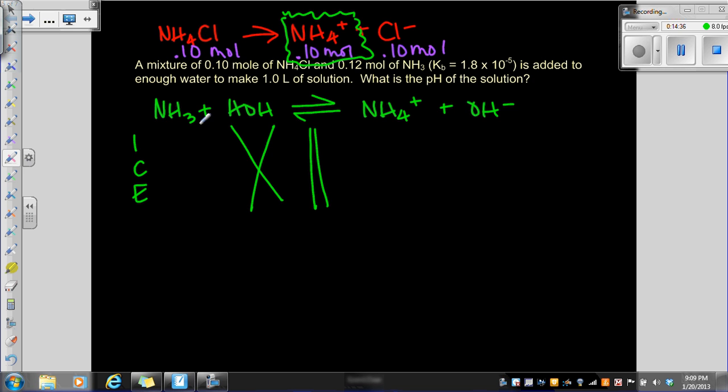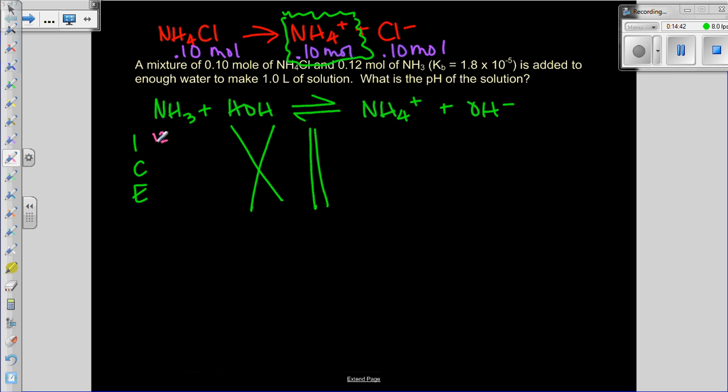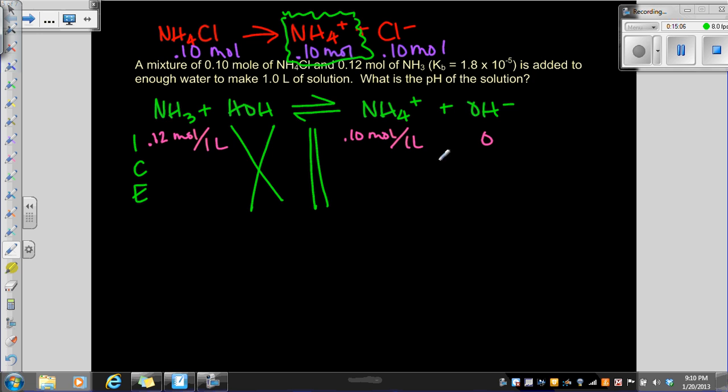What's different here is these are in moles. So I've got 0.12 moles of ammonia, and I was nice to you. I gave you 1 liter of solution. And then ammonium chloride, I have 0.10 moles of ammonium in 1 liter of solution. No hydroxide before the moles of each of these are mixed. So this product side is my 0.